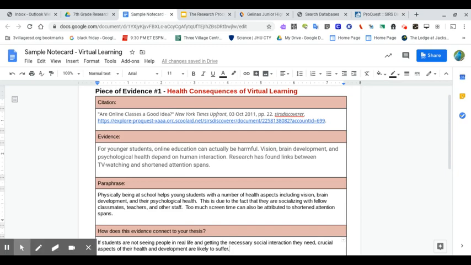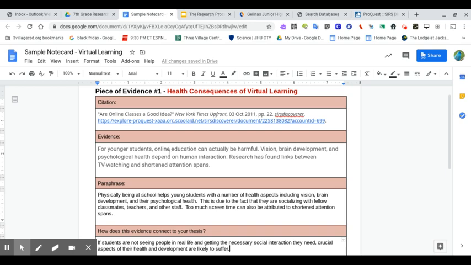So here is a sample note card. You could see here that I gave it a meaningful title, Health Consequences of Virtual Learning. You're going to go ahead and paste your direct quote into the evidence part of the note card. And if you don't have one of these, you can just go ahead and make one in a Google Doc and just give it some headings: citation, evidence, paraphrase, and how this evidence connects to your thesis.